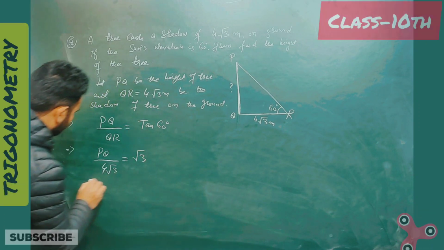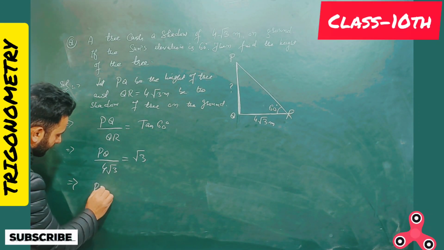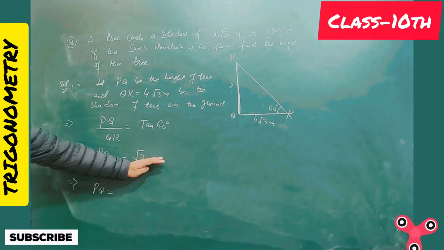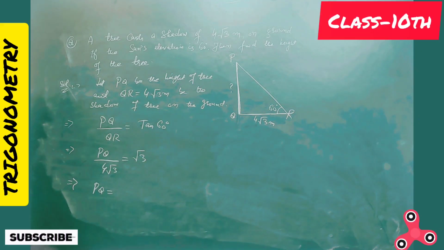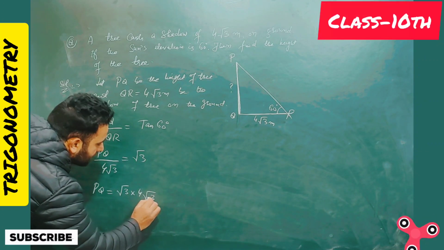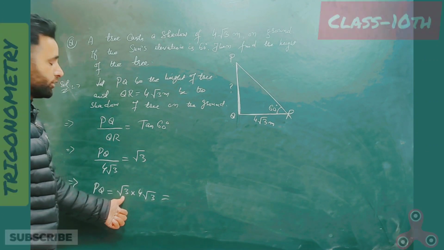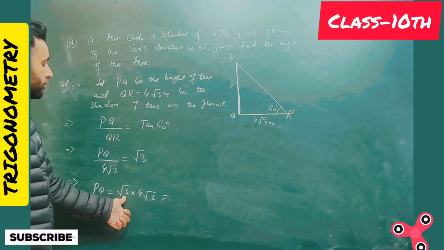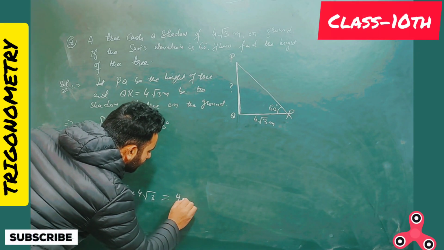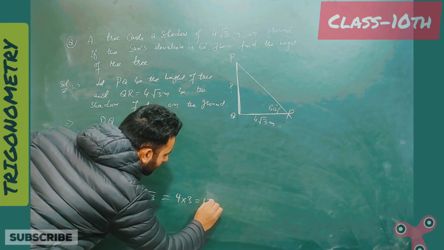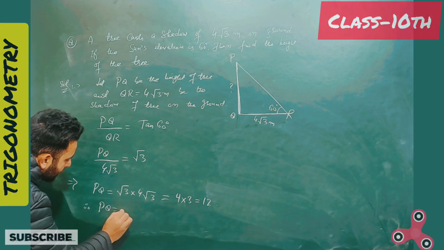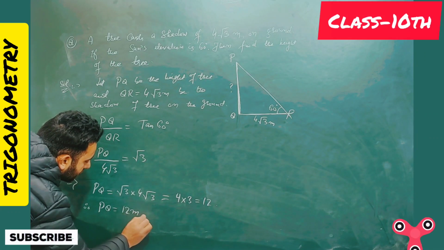So implies PQ. Now this 4√3 is in denominator. When we transfer this to right hand side, it will get multiplied there. So it is √3 into 4 times √3, which is equal to √3 into √3, it is simply 3, because it is the square of √3, square and root will get cancelled. So 4 into 3, that is equal to 12. Therefore the height of the tree PQ is equal to 12 meter.